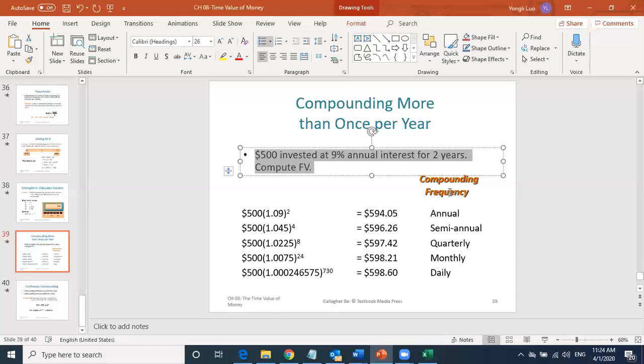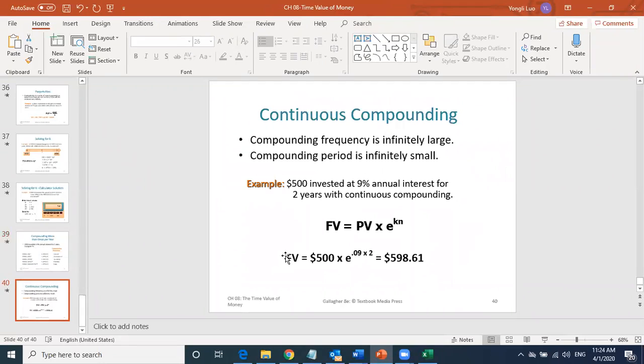So as compounding frequency increases, the future value increases, holding the present value, the rate, and years constant, right? So you can see how that happens. This is the function we call for continuous compounding. Continuous compounding. Any questions?